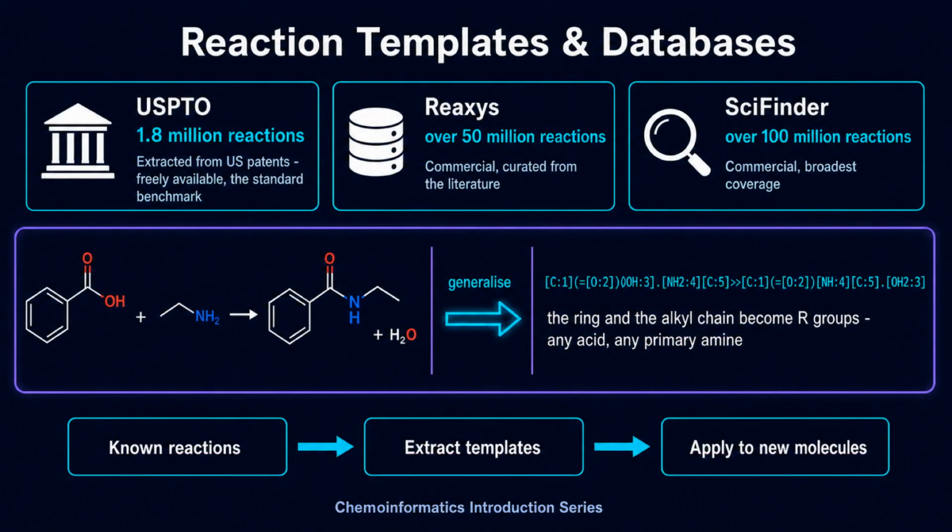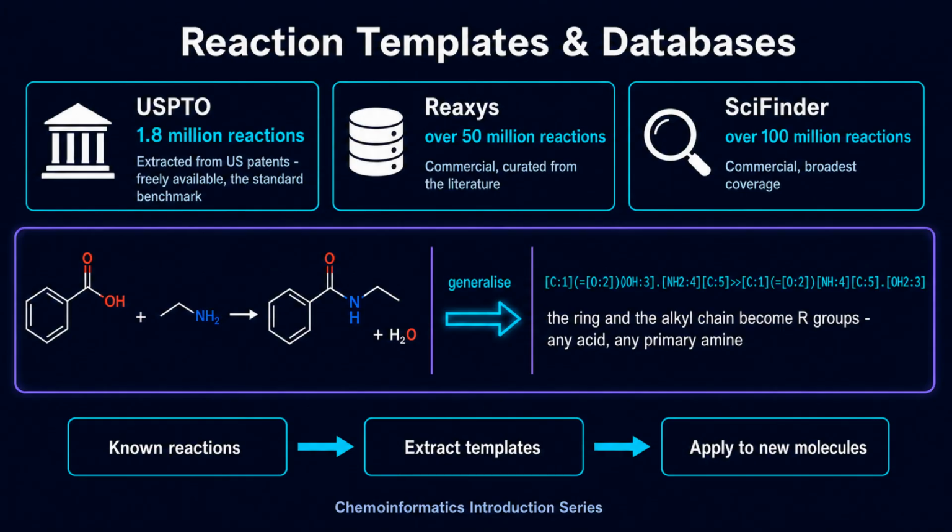Where do reaction templates come from? Large databases of known reactions. The USPTO database contains 1.8 million reactions extracted from US patents, and it's freely available. Reaxys, a commercial database, has over 50 million curated reactions from literature. SciFinder is even larger with over 100 million reactions.